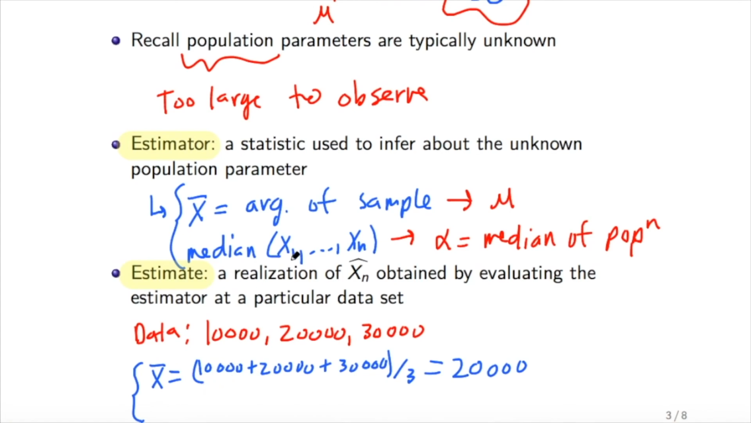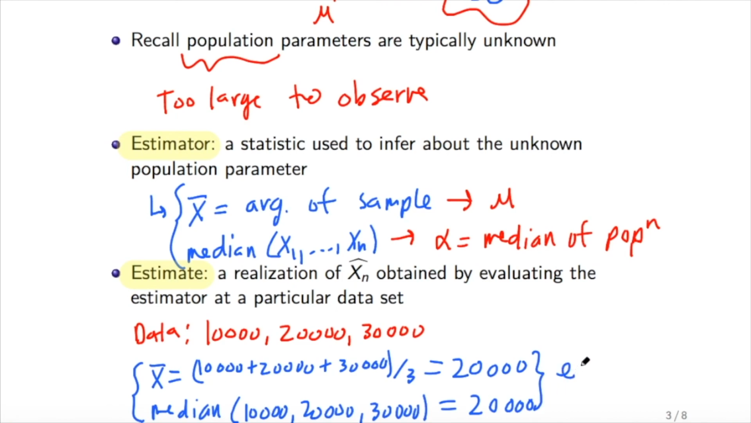Now I could also have the median estimate. So I could just take the median of 10,000, 20,000, and 30,000. And in this case, the median would simply be 20,000. Okay, so in this case, it worked out that the average estimate and the median estimate are the same. It doesn't have to be like that. But the main key point is, once we plug in the data into the estimator, the output we get is called the estimate.